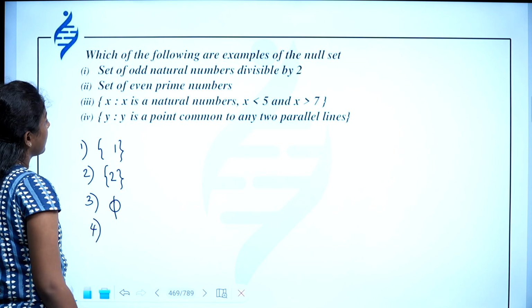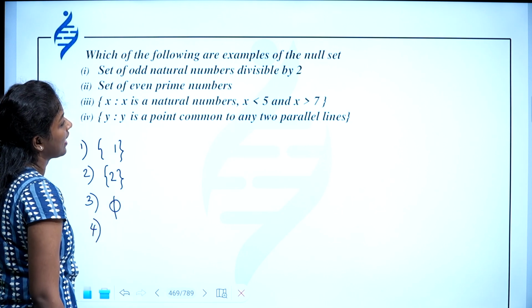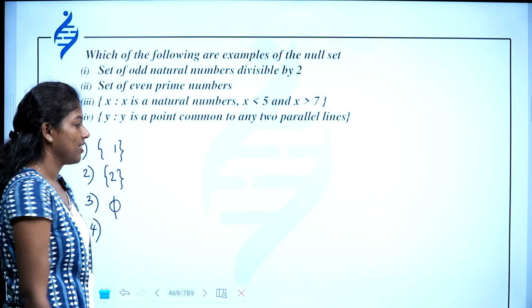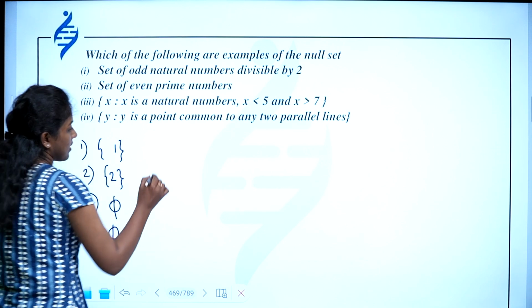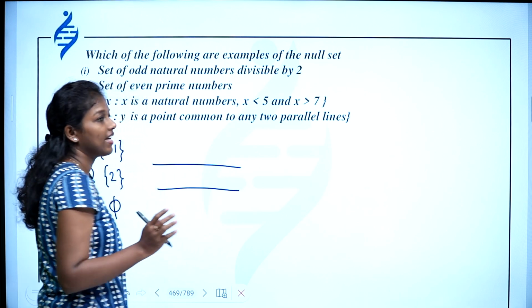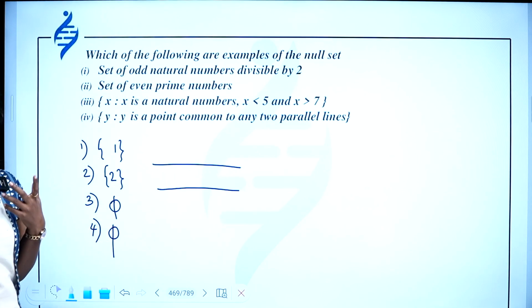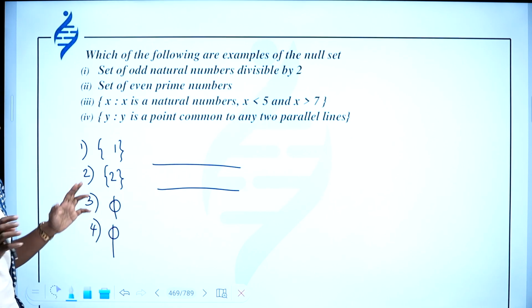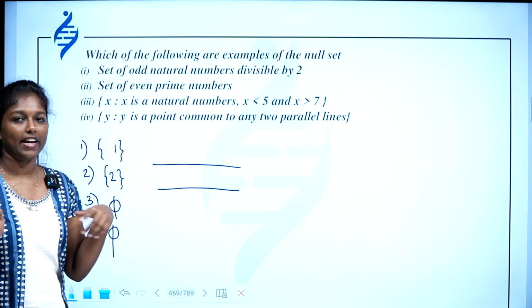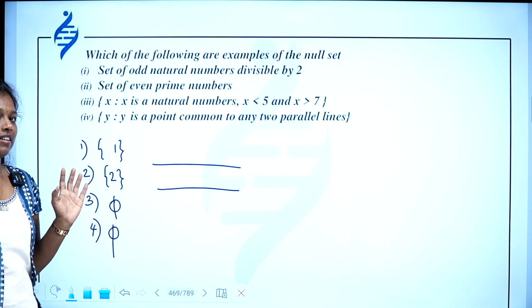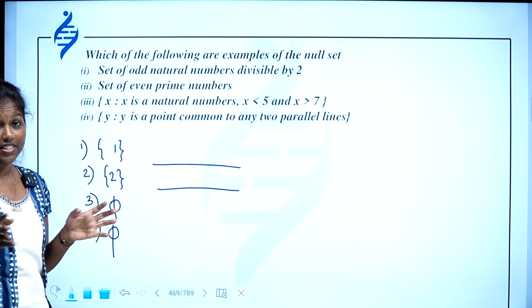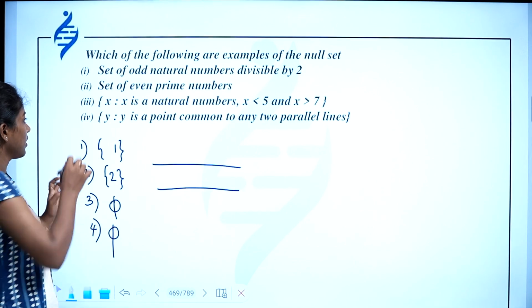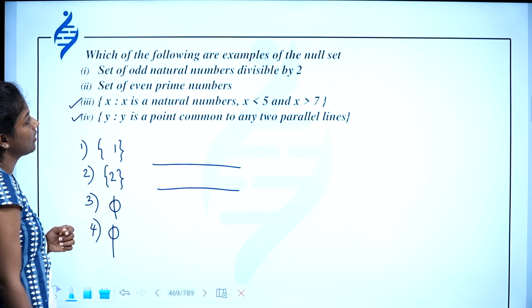Then fourth one, y such that y is a point common to any two parallel lines. How can it be possible? This is the null set, right? Because two parallel lines don't intersect. So if they don't intersect, there will be no common points to them. So that statement itself is wrong. So you can say that is the null set. So this 3 and 4 are the null set.